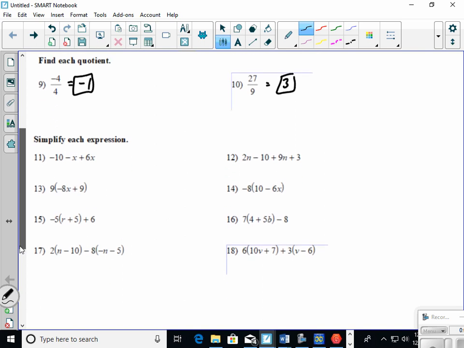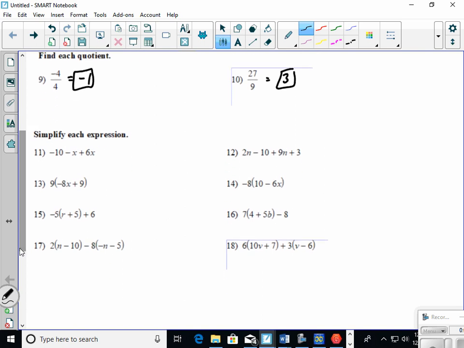All right, so here we're simplifying the expressions. So we're just doing the math, combining like terms if we can. Number 11, we have negative 10 minus x plus 6x. These two both have an x. The 10 does not, so we can combine the x terms, but we can't put the 10 with them. So we're going to have negative 10, and negative x plus 6x will be plus 5x.